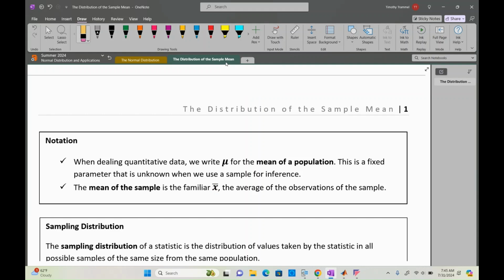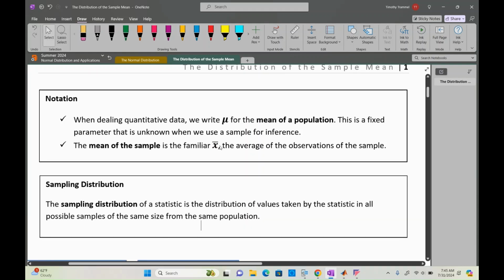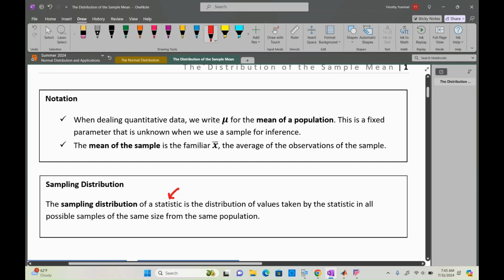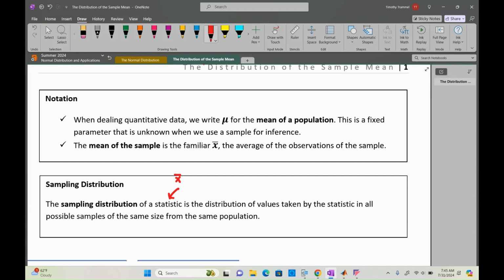Now let's talk a little bit about this so-called sampling distribution. The sampling distribution of a statistic is the distribution of values taken by the statistic in all possible samples of the same size from the same population. For us, that word statistic for now is going to be replaced with x bar. We're going to do this also later with proportions. That'll be our other statistic, the sample proportion.